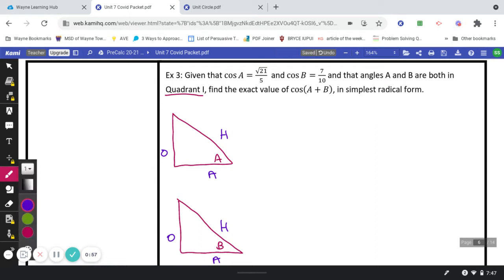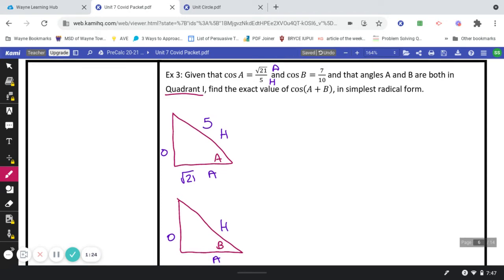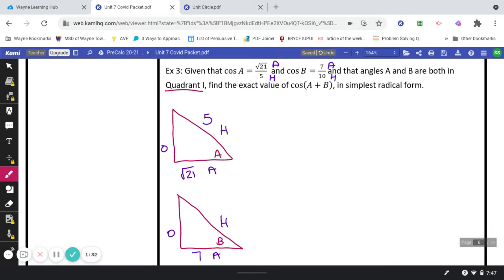And then we can actually put the values that they give us onto our triangle. Here they tell us that cosine of A is the square root of 21 over 5. Cosine is A over H. So on my top triangle, triangle A, I'm going to put square root of 21 on the adjacent side, and 5 on the hypotenuse. And then I'll do the same thing for B. Cosine of B is 7 over 10. Again, cosine is A over H, so I'll put 7 on the A side and 10 on the H side.